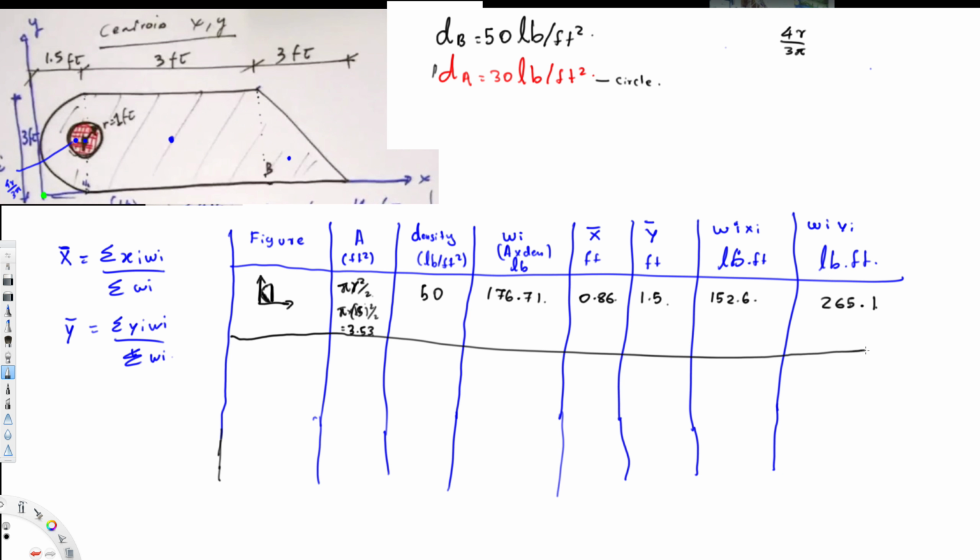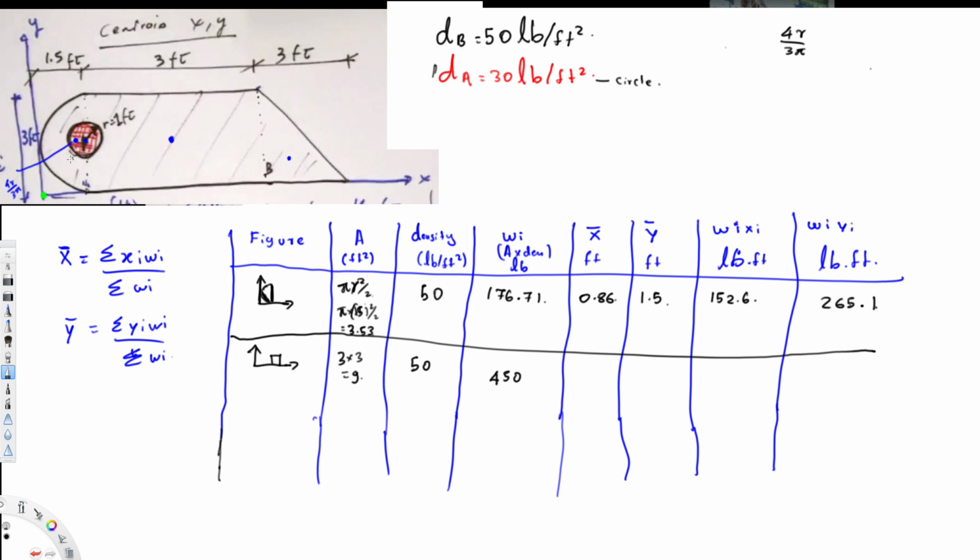Let's move to the square. If I take the square, the area is going to be simply the multiplication of the length and the width. So it's going to be 3 times 3, which is equal to 9. Then the density is going to be 50 because the material is this one. Black is the material, so it's going to be 50. And if I multiply both of them together, I will get 450 as my weight.